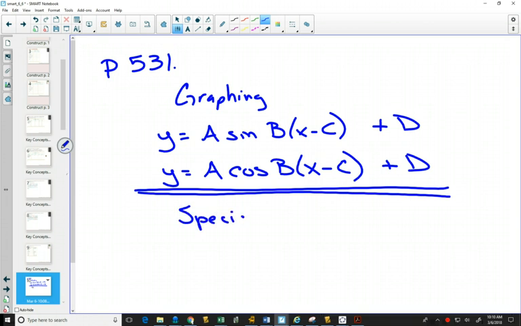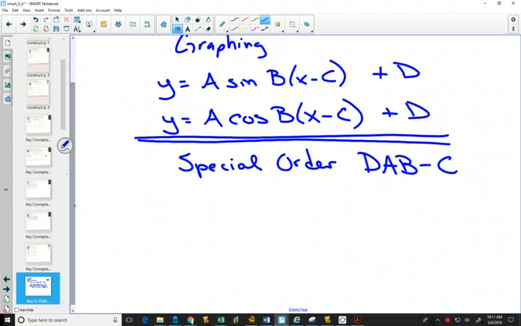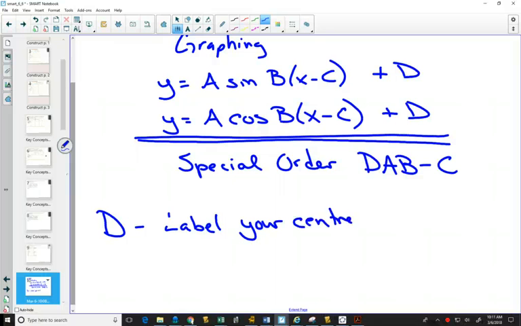And we're going to title that special order DAB-C. So how does the special order work? Well, the reason we call it DAB-C is that's going to give us an idea for what to do first, what to do second, what to do third, and so on. We're going to start with our D value. And what you're going to do with your D value is you're going to label your center line.